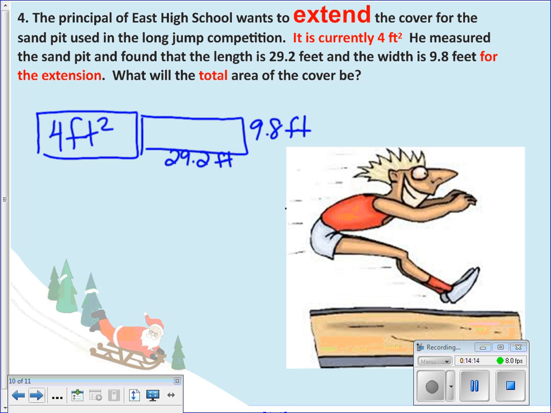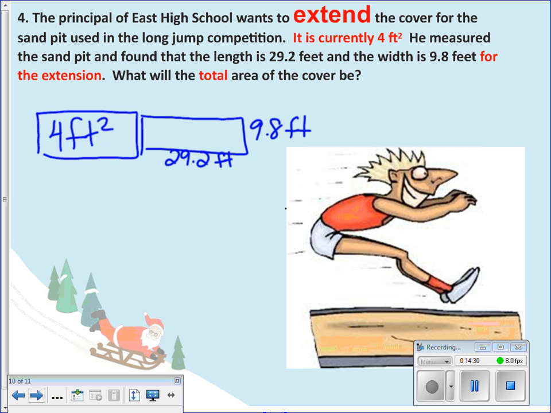How would we go about solving? Oh, yes, you are. All right, but back to this. How would we solve this? If we already have 4 square feet and we're adding on an extension, and I wanted to find the total, what would I have to do?